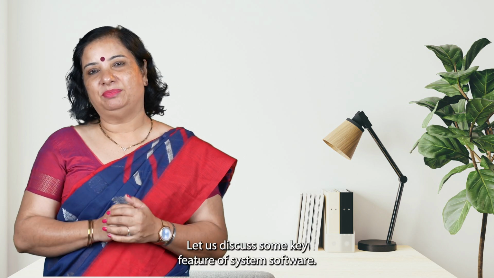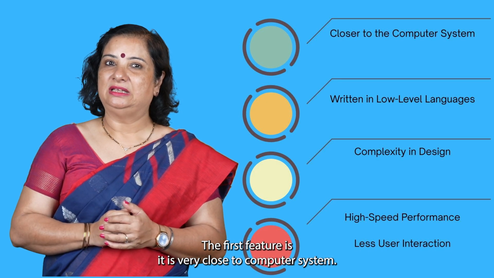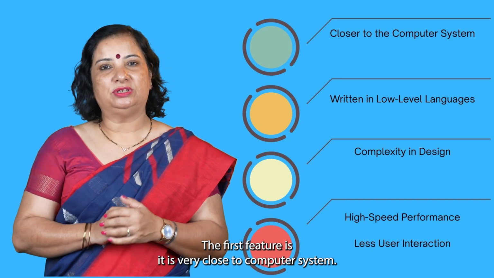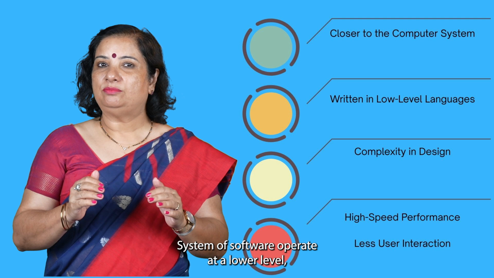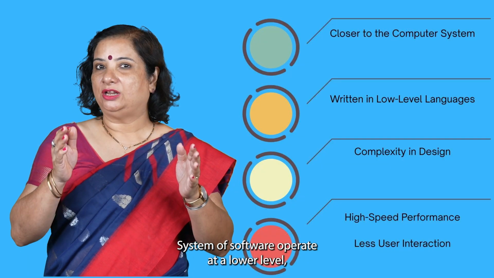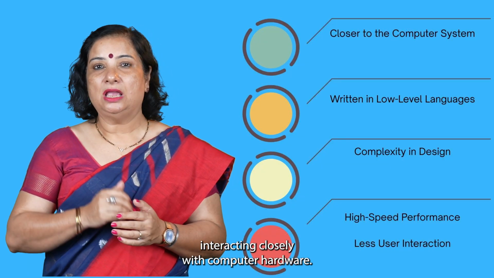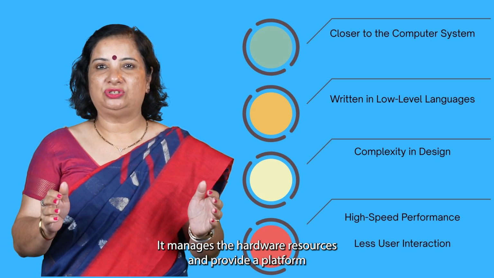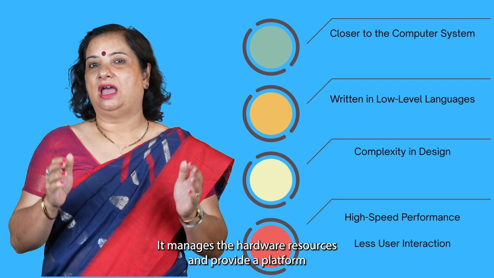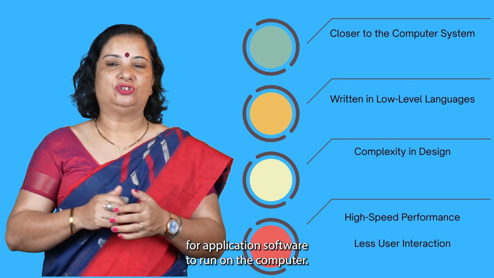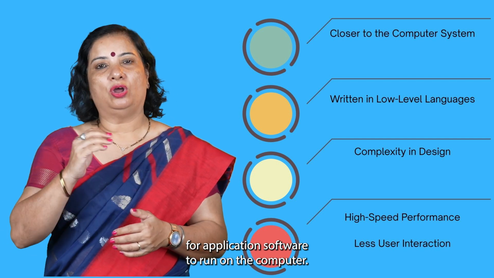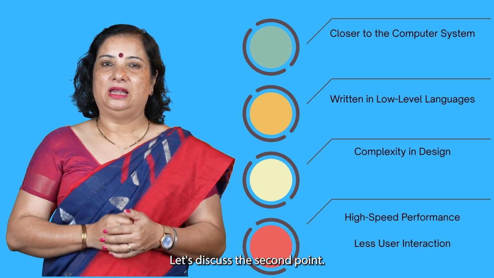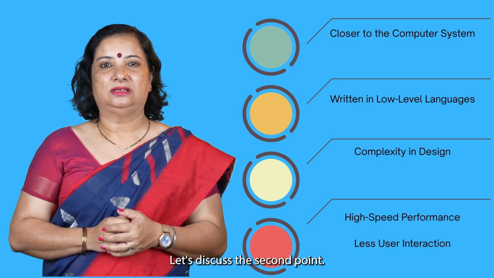Let us discuss some key features of system software. The first feature is that it is very close to the computer system. System software operates at a lower level, interacting closely with computer hardware. It manages the hardware resources and provides a platform for application software to run on the computer.